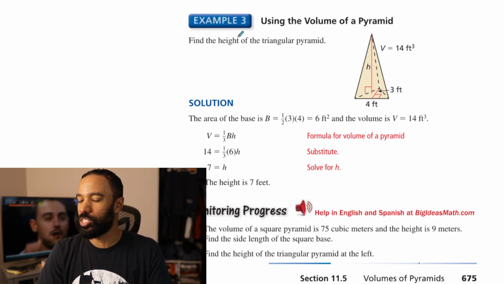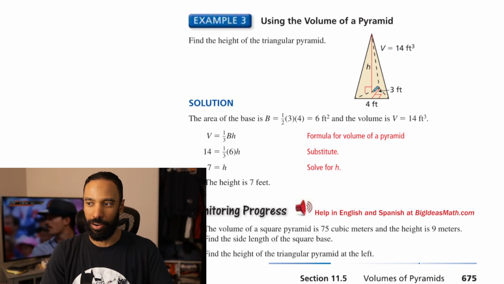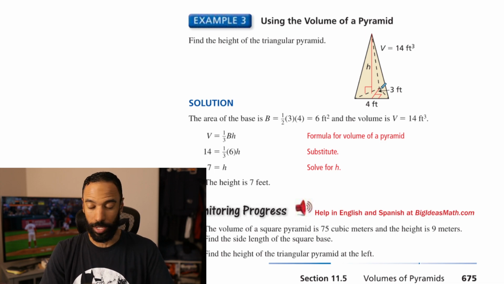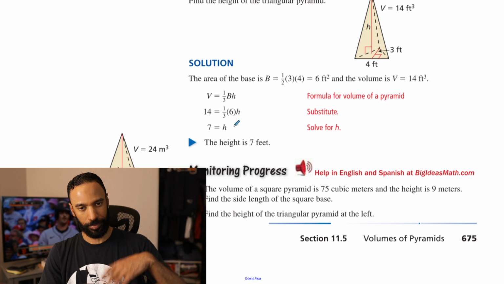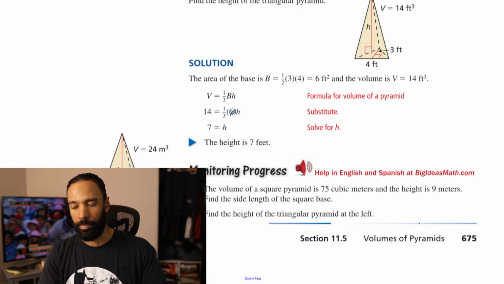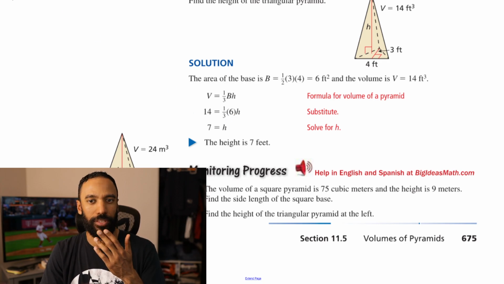All right, third example, find the height of the triangular pyramid. You're given the volume. You have an area of base you can figure out here. 1/2 base times height for this triangular pyramid. And then you do that to find the height. So you substitute everything but height. Basically substitute within your same formula, but then you're just trying to solve for another thing, and they get a height of 7 feet. So I'll let the calculations be what they are.